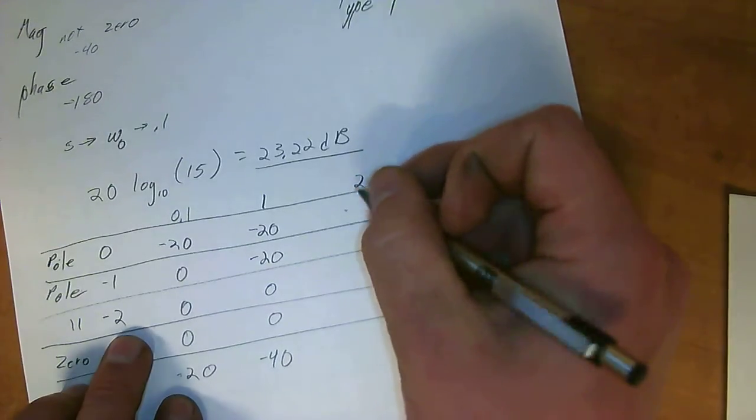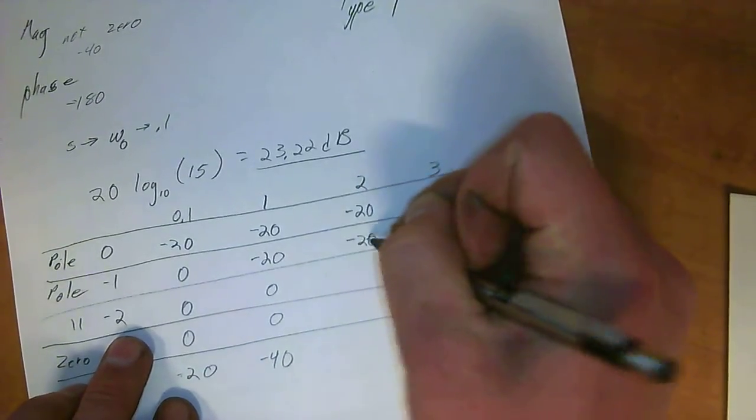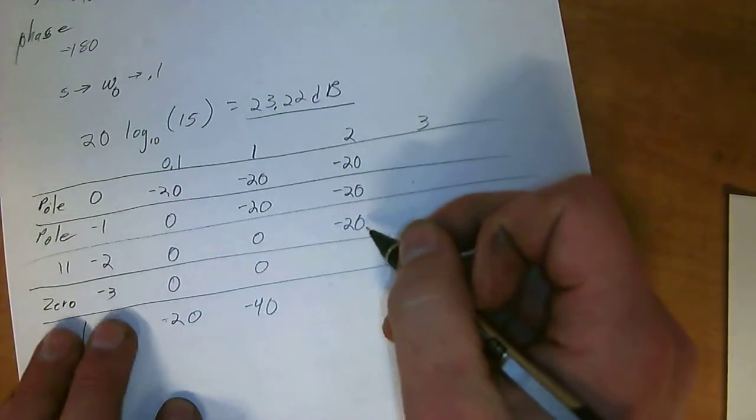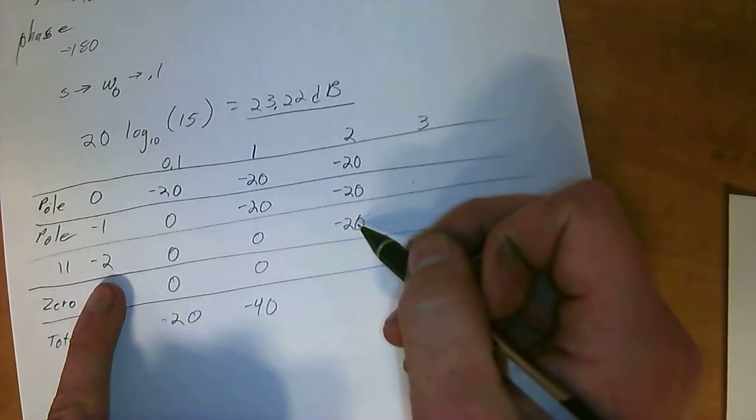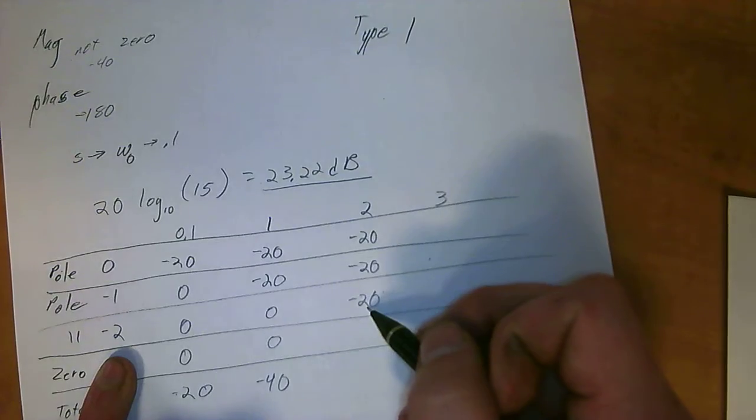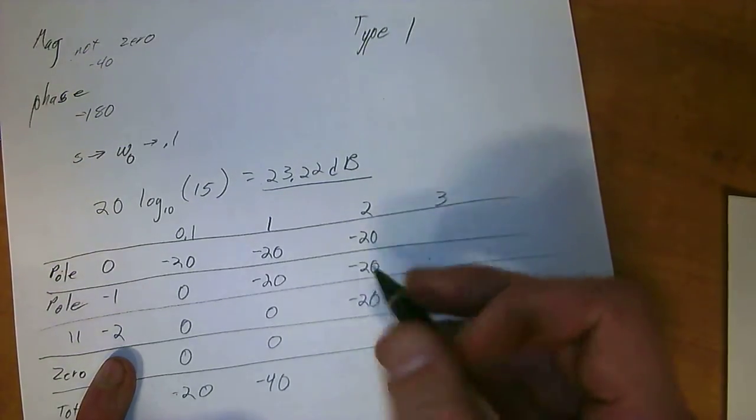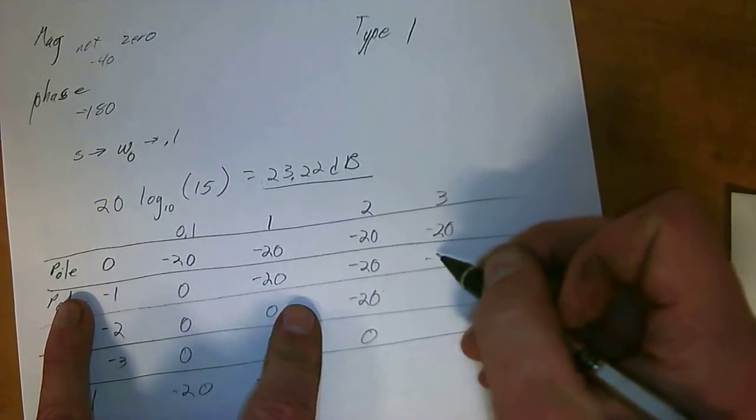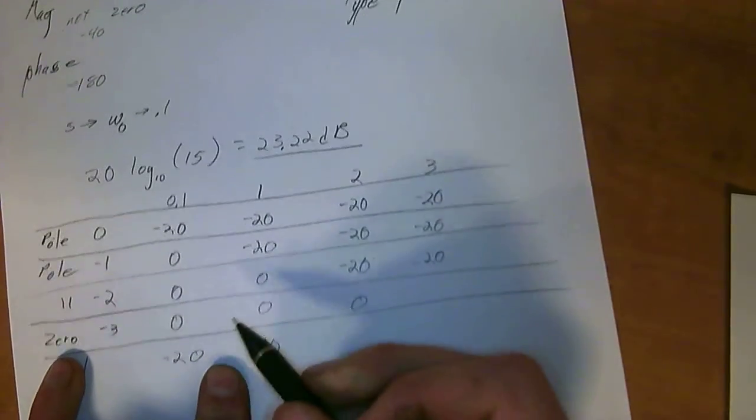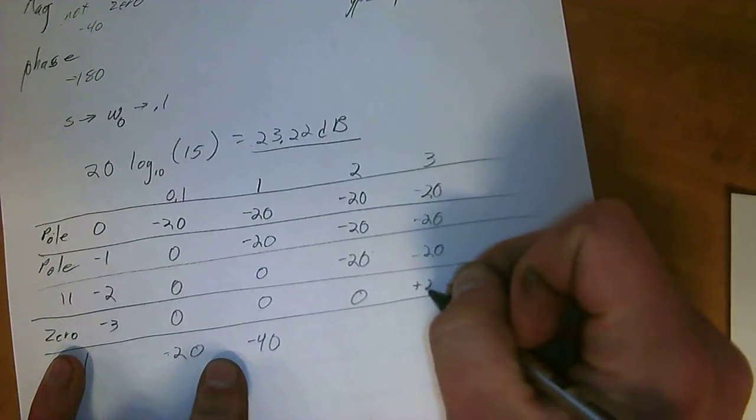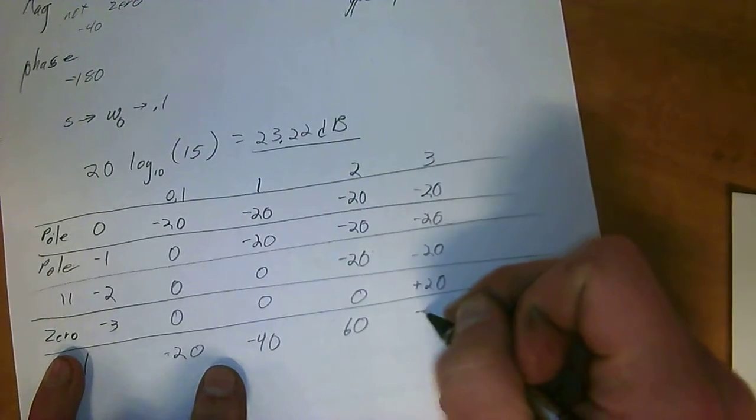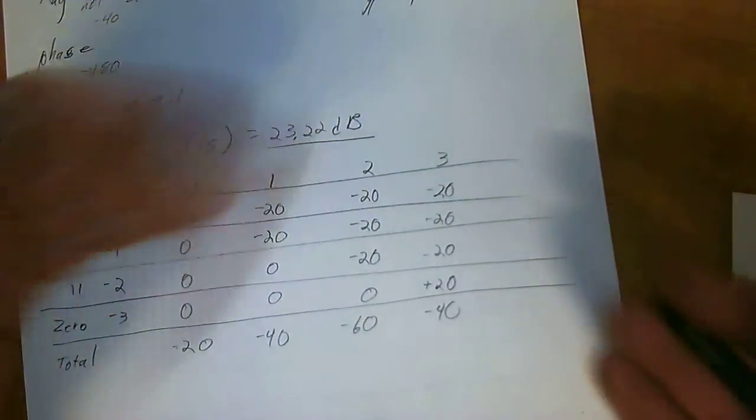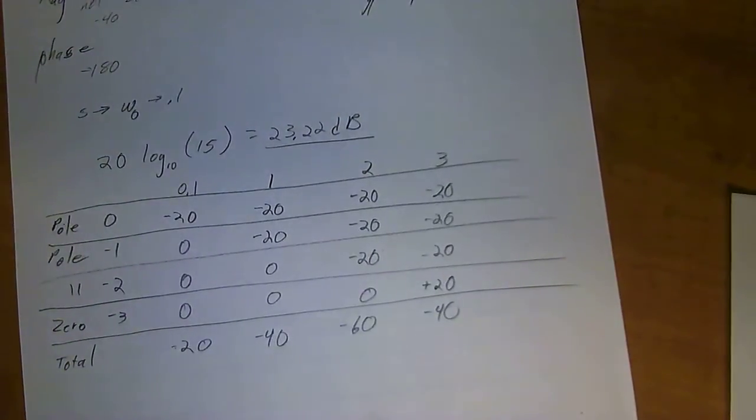And then we go to 2 now. So we've got negative 20 from the first pole still acting, negative 20 from the second pole still acting, and then this one has just shown up, I apologize. We just hit negative 2 on the plot, so it's going to start contributing negative 20. And then a zero contributes positive 20, so you've got negative 60, and then negative 40. So that's the slant, the angle of the magnitude plot as you go along.